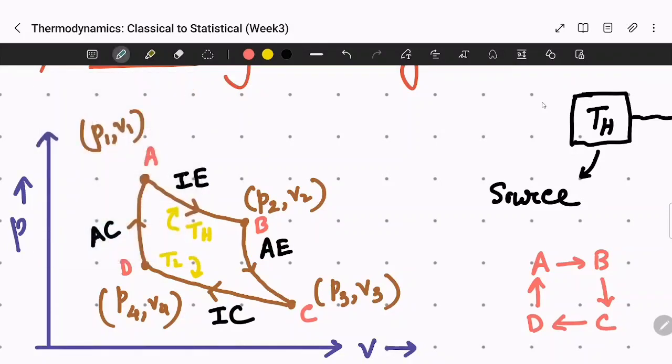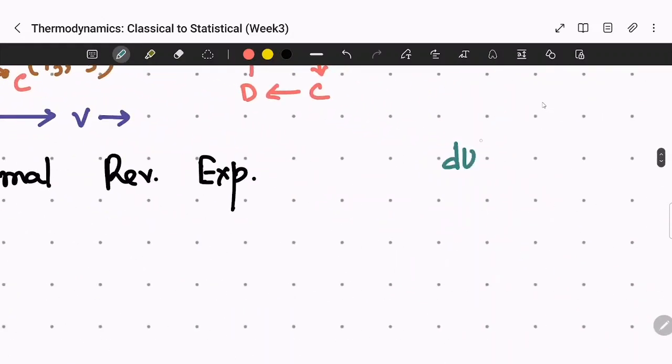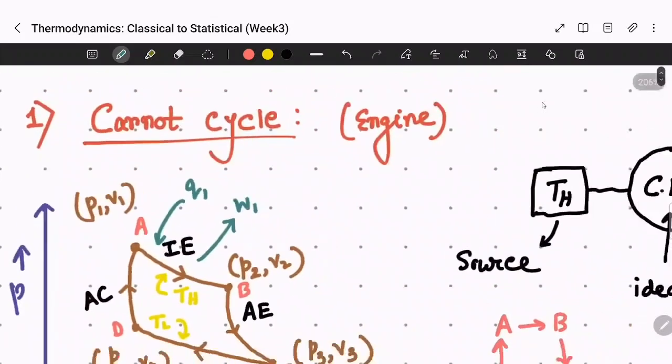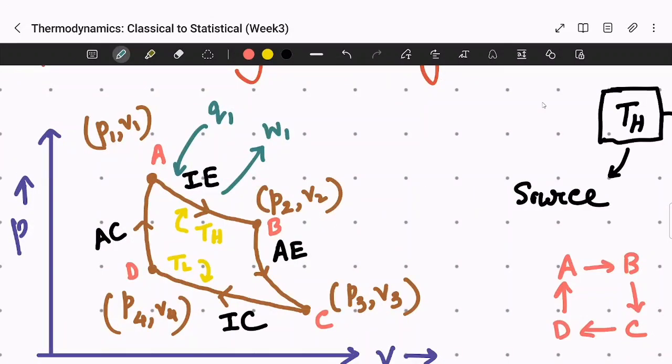Yes, here some heat Q1 is given and we are getting some work W1, because for the isothermal process we know that dU is equal to đq plus đw. This is valid. So q and w both are there. For expansion, you can understand, when you give the heat, the gas will expand, right? So that's why we are giving Q1 amount of heat and the gas is expanding, and due to that expansion, W1 amount of work is done. So Q1 heat is given and W1 work we are receiving as output.